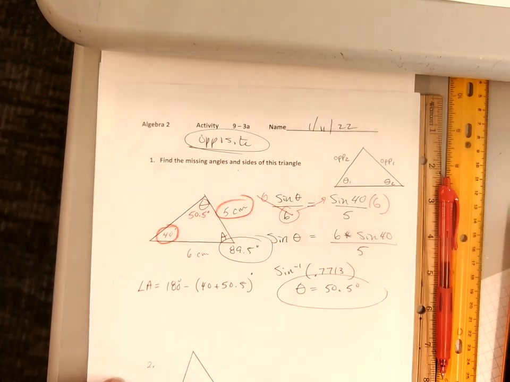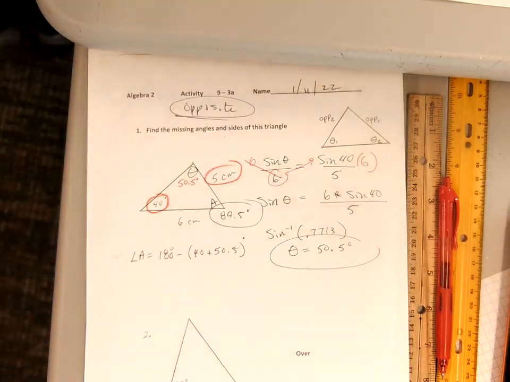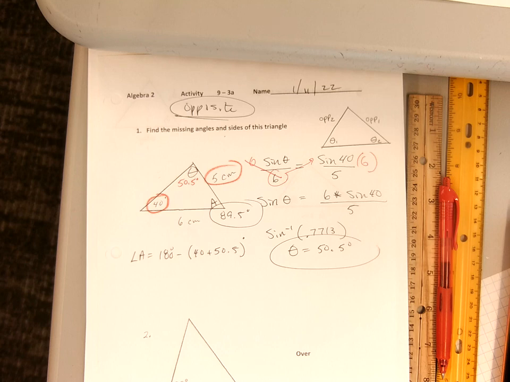Okay, now the very last thing I want to do is this. I want to find this side. I don't know that side, right? But it's not a right triangle, so I can't do a squared plus b squared. That will not work. Don't use it.